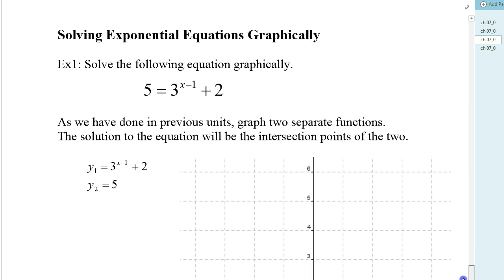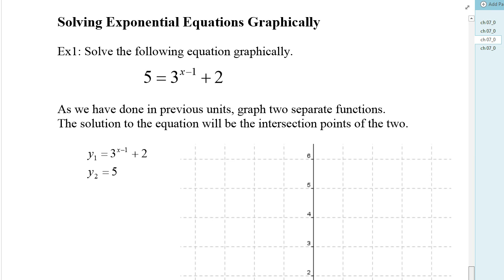We can also solve these exponential equations graphically. So here's a question that we need to solve graphically.